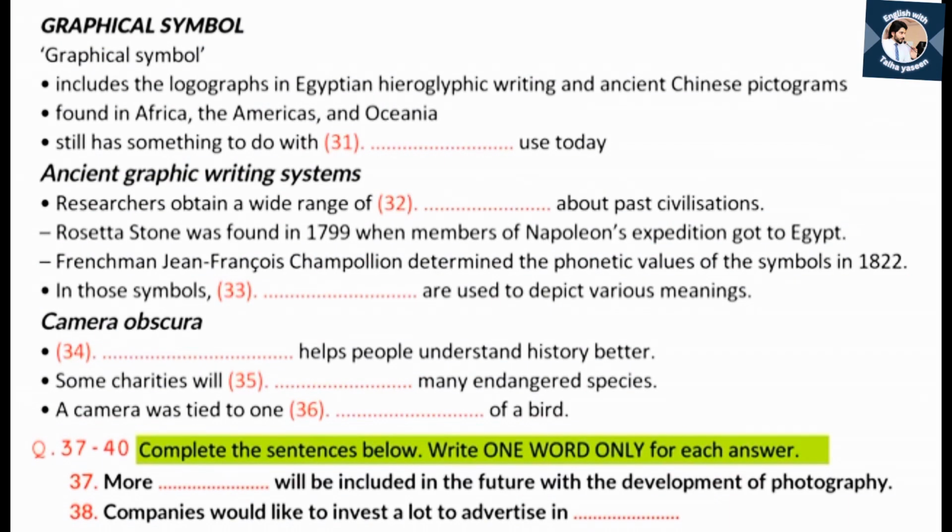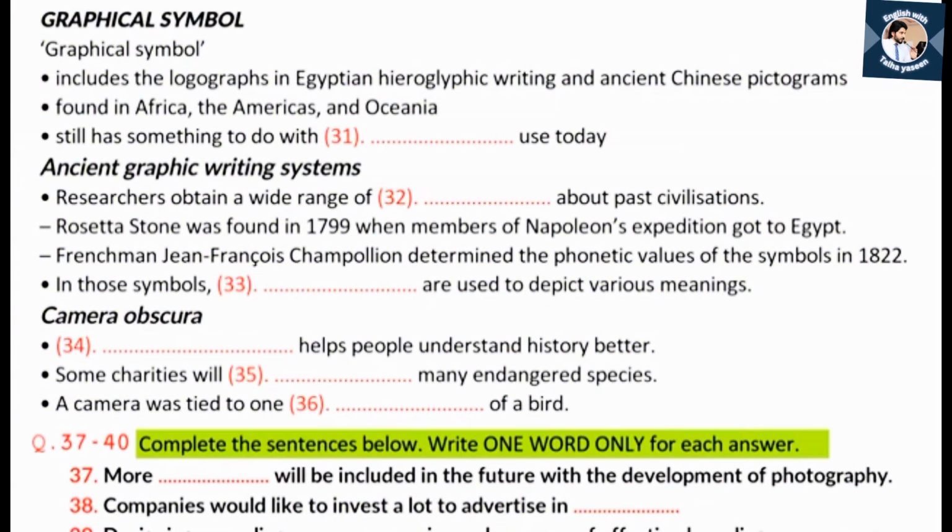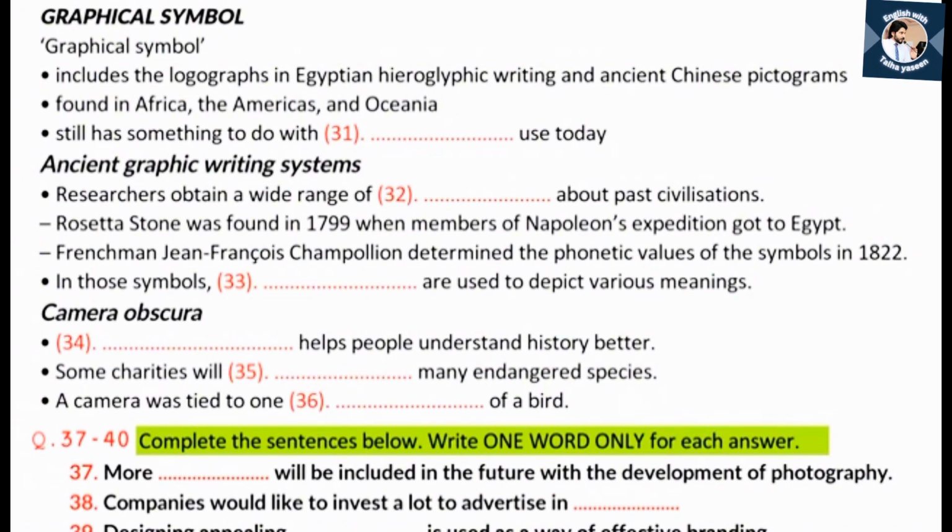In 1799, one of the most important historical discoveries was made by accident when members of Napoleon's expedition to Egypt found a stone in Rosetta that exhibited 3 different scripts. The stone, now known as the Rosetta Stone, was studied in significant depth by scholars and was first deciphered by Frenchman Jean-François Champollion in 1822.